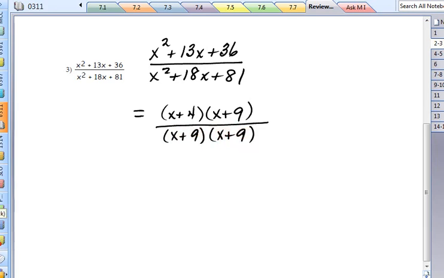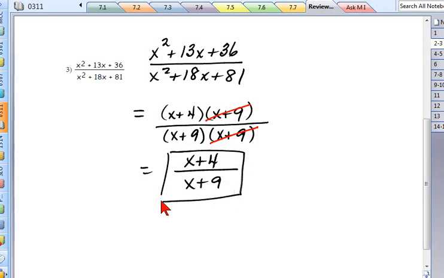So hopefully you have been working on these lessons and you are really getting good at factoring. Do you see common factors of x plus 9? So to simplify this or reduce it, I divide those out and I'm left with x plus 4 over x plus 9. Okay, that's your first three questions.